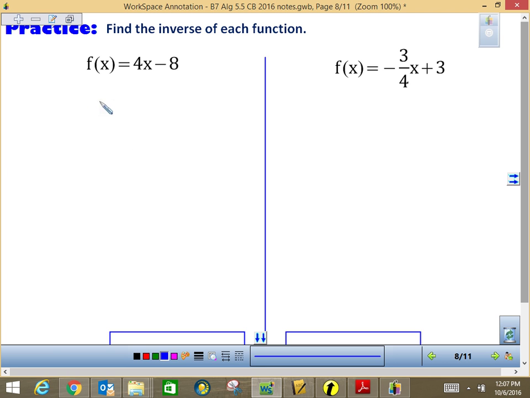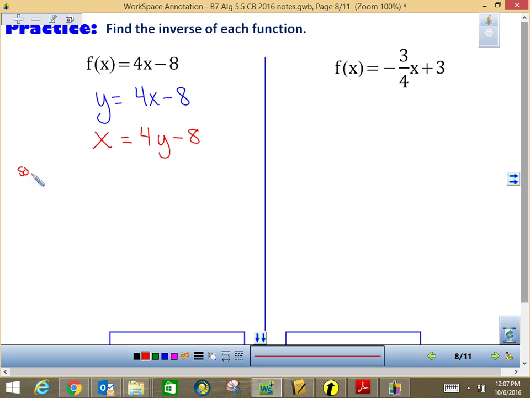First thing we're going to do is rewrite the equation with y equals 4x minus 8. Next step, change the y to an x, change the x to a y.